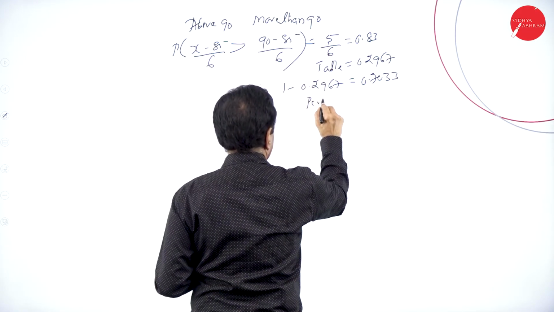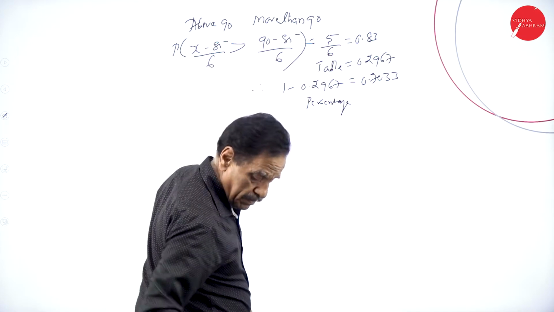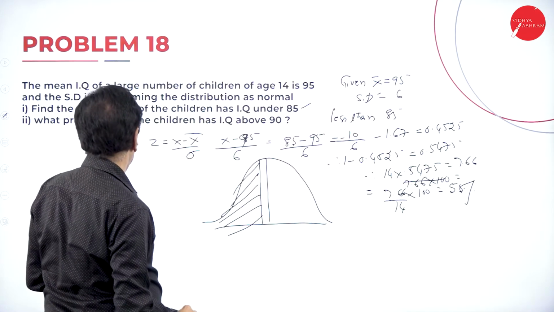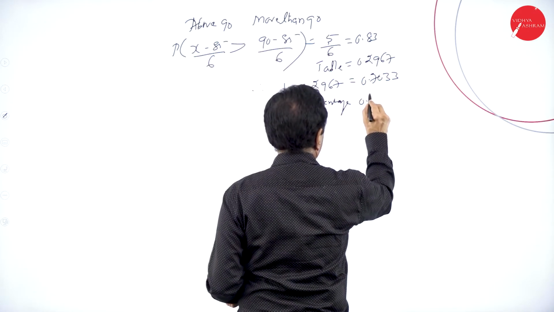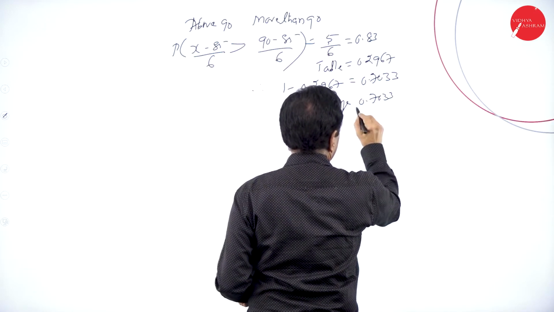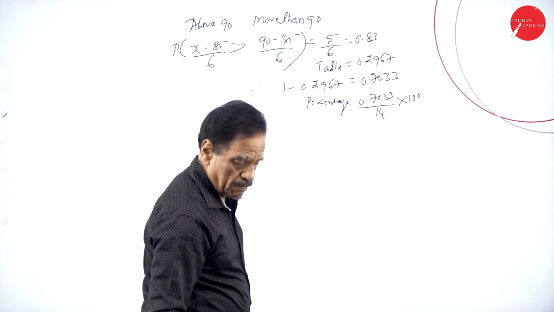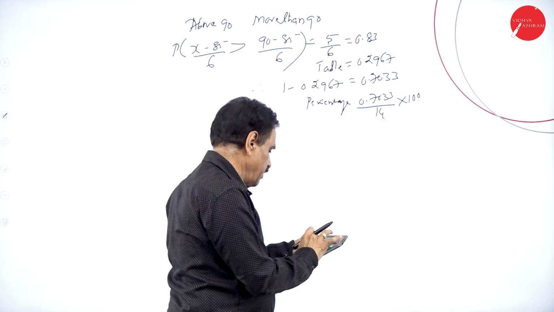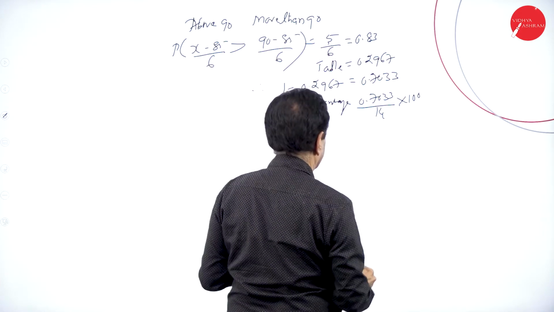Percentage. You can draw the percentage for how many students? 14. 0.7033 divided by 14 into 100 is 5%.